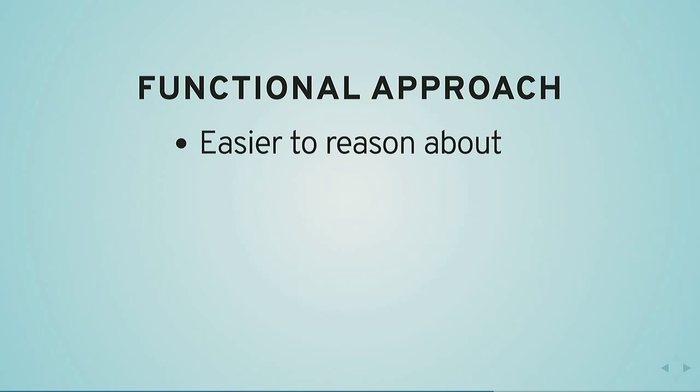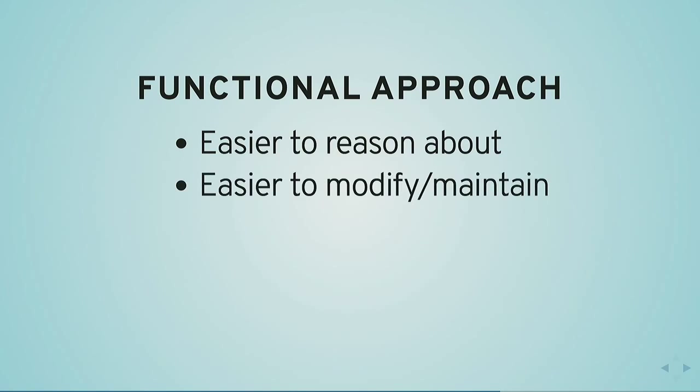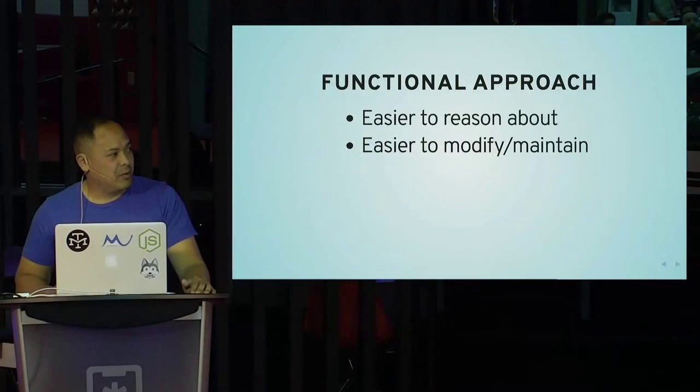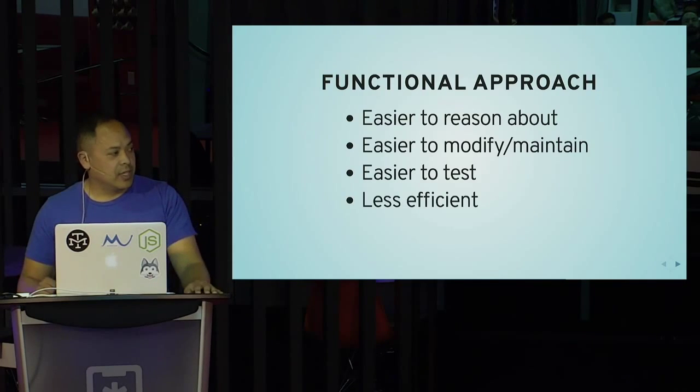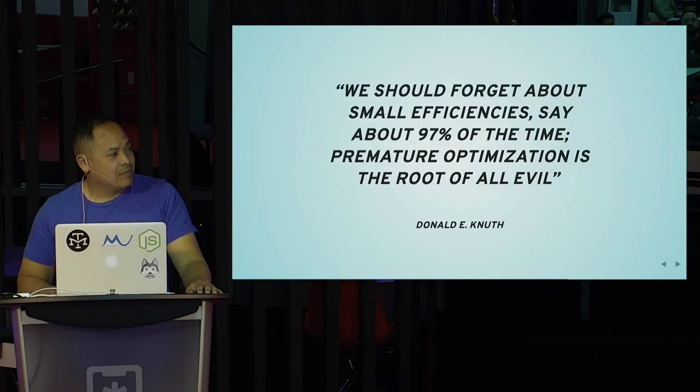So functional approach is a lot easier to reason about. It's easier to modify and maintain. I'll show an example of that in a minute. But one of the most important things is it's easier to test. It is less efficient. I mean, you're calling more functions, but I think efficiency is like the last thing you should think about when you're writing code, right?